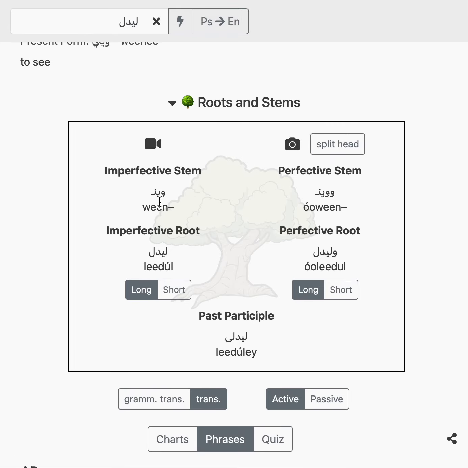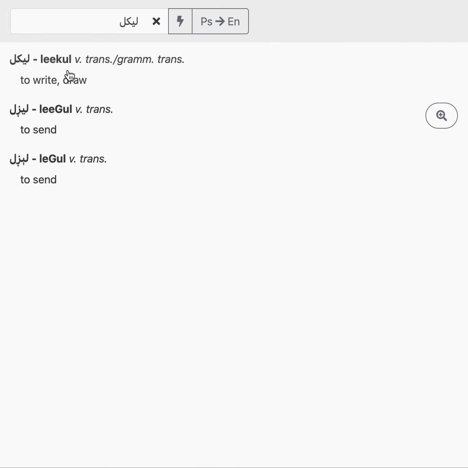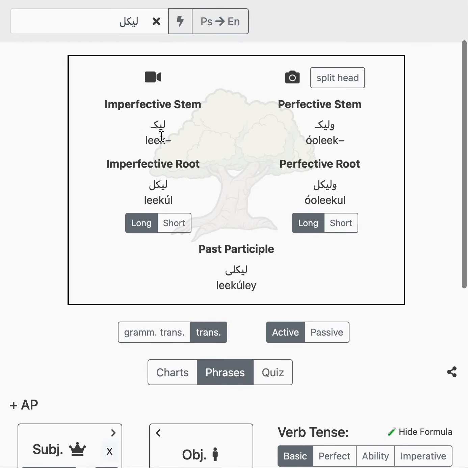Or notice this one's a bit irregular. This one has, look on the stems, it's ween and lidal are totally different. But some of them will look more regular. It'll be like likal. Here we've got the stems and the roots look pretty similar actually.